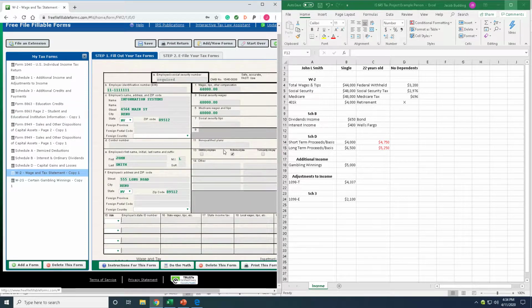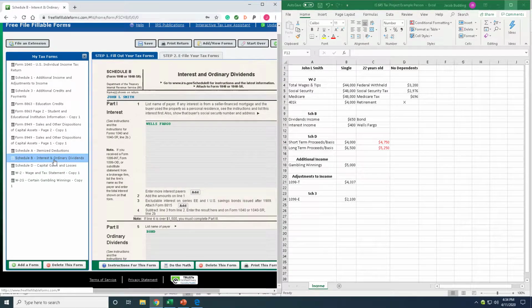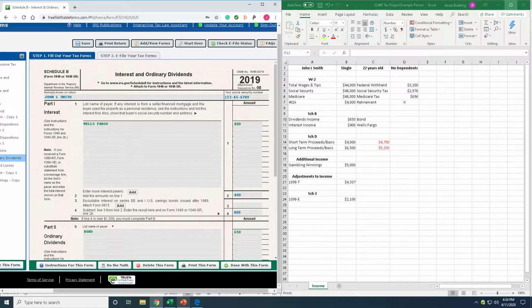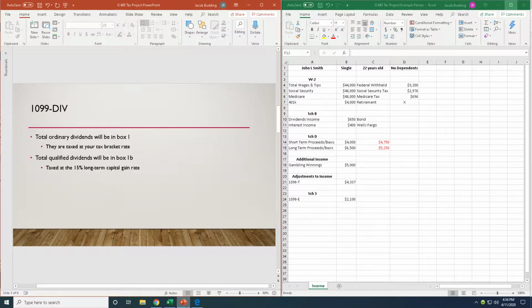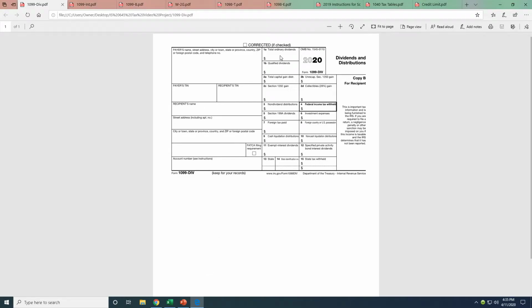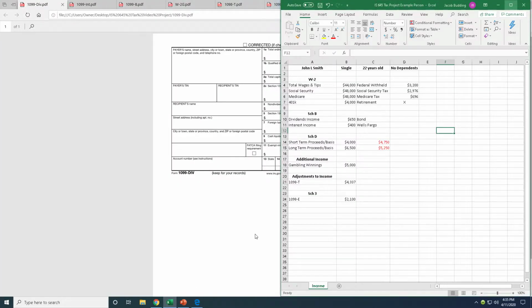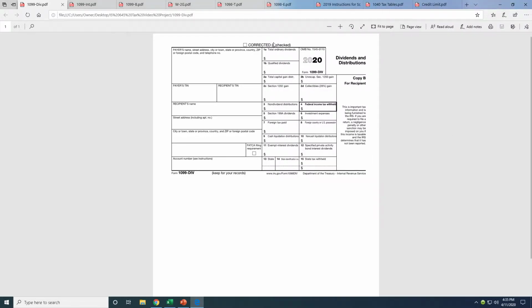All right. Now we're going to go on to dividends and interest. This can be found on the Schedule B, interest and ordinary dividends. So, a 1099 DIV. This is what the form looks like. You'll have total ordinary dividends, qualified dividends. And I'm going to teach you guys about qualified dividends because they are taxed at something totally different. So he has $650 he made from a bond in dividends. So he's going to have $650 for ordinary dividends and $650 for qualified dividends right here.